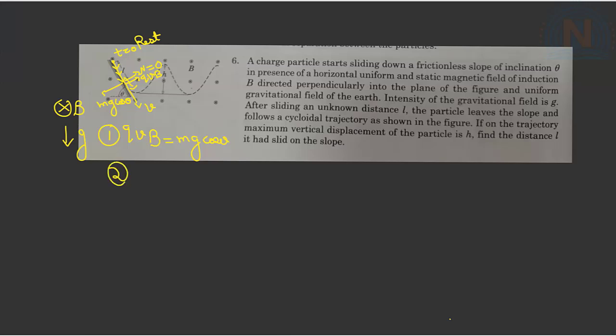Now, second, by energy we understand v should be equal to root of 2as, so root of 2g sin theta multiplied by L. Work energy theorem. No work done by magnetic force. यहाँ तक सब ठीक है? Now comes the real part of the problem. Now what he says is, when it comes out, it moves under gravity and B is present.